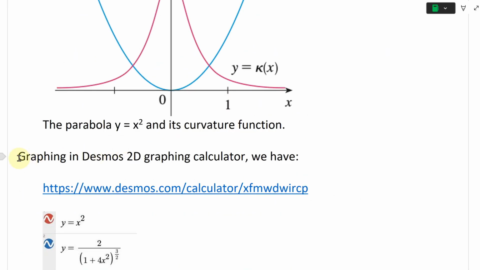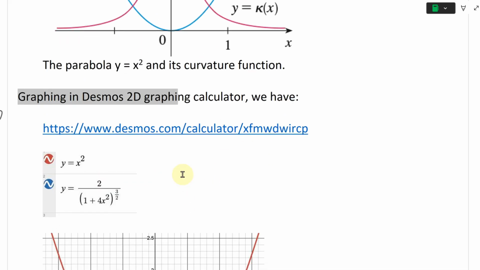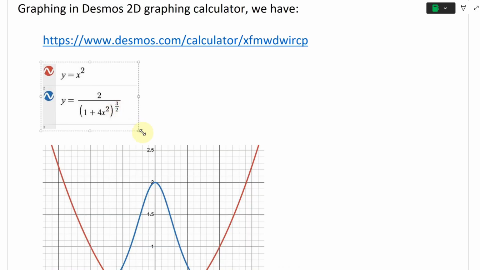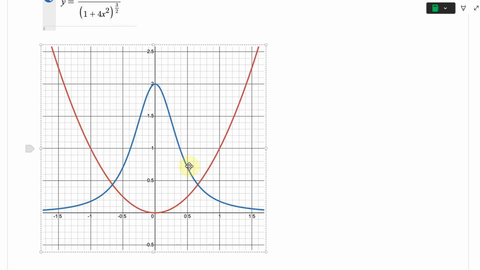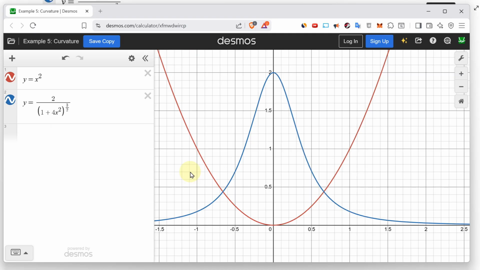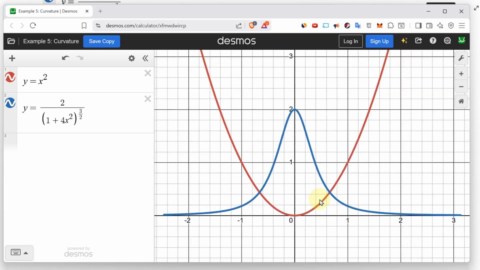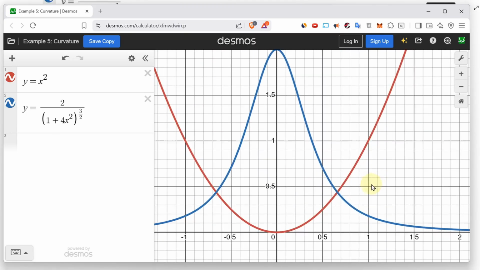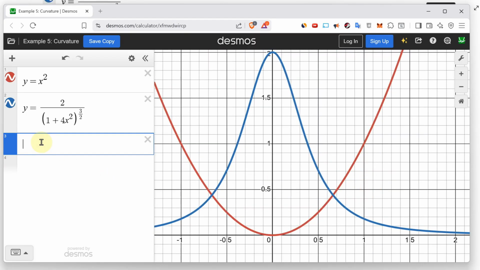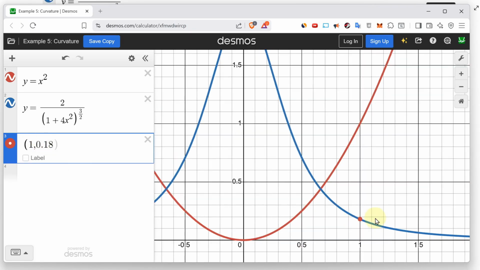All right, furthermore, I've graphed this in the Desmos 2D graphing calculator instead of using GeoGebra, since Desmos has a good 2D but doesn't have a good 3D. So if you just plug in y equals x squared and then plug in the curvature formula, 2 over (1 plus 4x squared) to the power of 3 over 2, you get this curve like that. It's fascinating stuff. And then we'll go to the curve, and there it is. You can play around with it and make it bigger like that. And I'll see the point here at 1 and 0.18. Right there. Fascinating stuff.